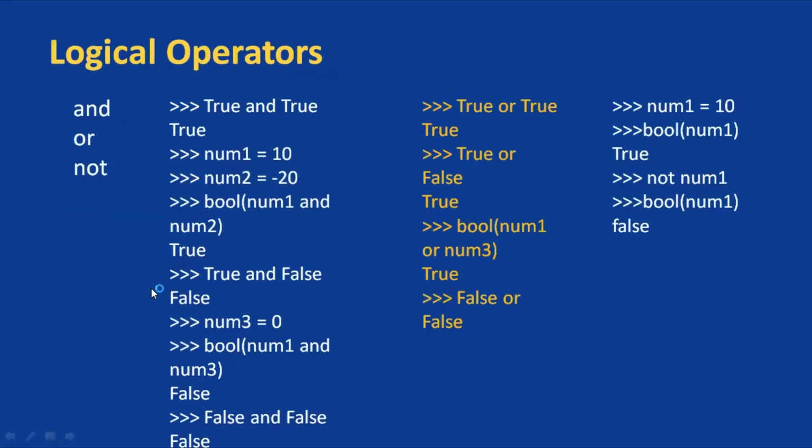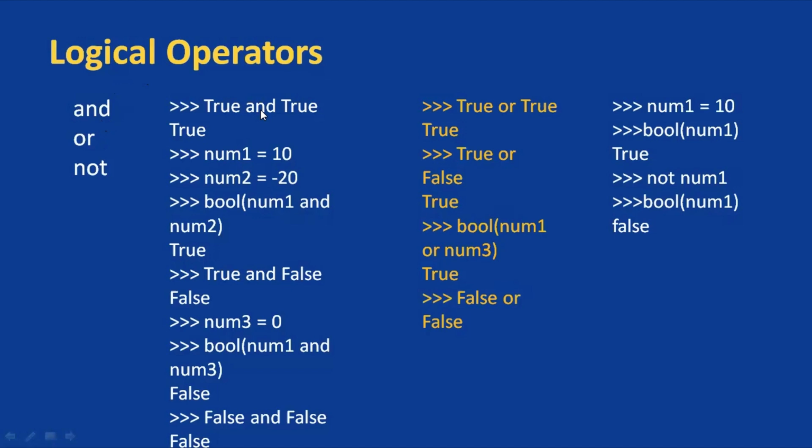Next, we have logical operators. Mainly we have three logical operators: and, or, not. These are all the logical operators supported by Python, and they should be written in lowercase only. You should remember these three keywords, that is, the logical operators. You should write them in small letters.